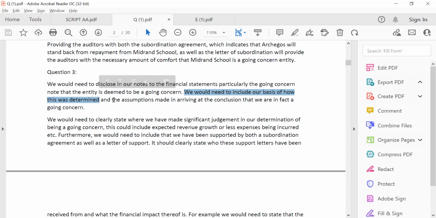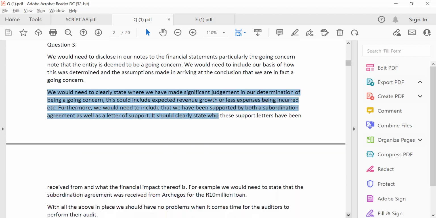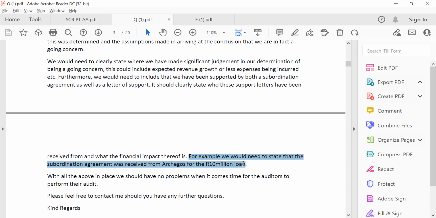Okay. So what would constitute a valid disclosure element from this particular response? What are the assumptions that were made in arriving at the conclusion. So those assumptions become key, and the candidate further elaborates here to say where there's significant judgment, where there are assumptions that we made in determining the going concern, we need to disclose those assumptions. And that is what constitutes valid disclosure for the purpose of the FS that are there. Then the candidate also goes on to say we need to also disclose the details of the subordination agreement of the 10 million loan that is there.